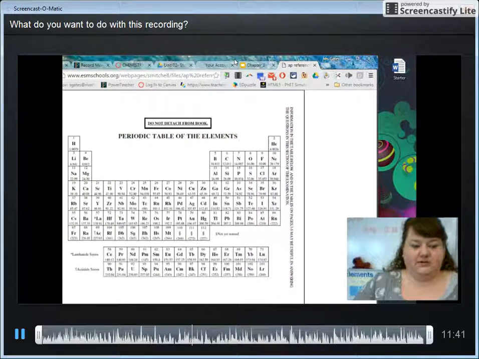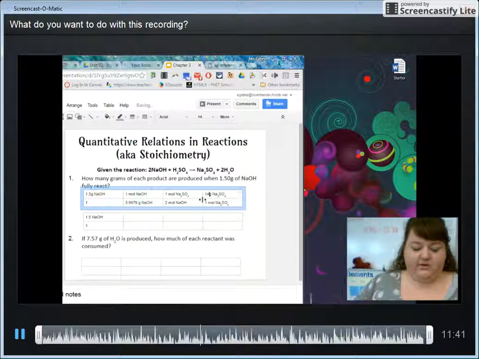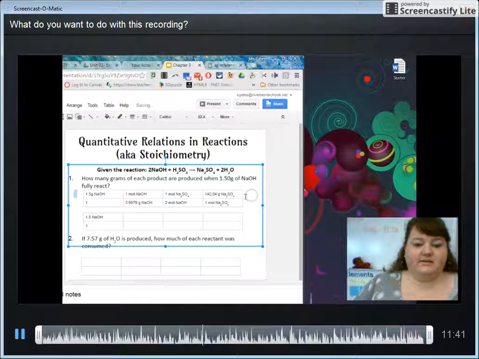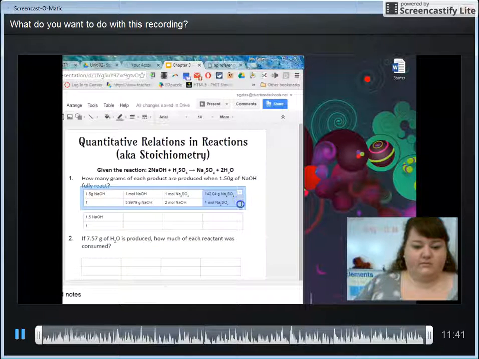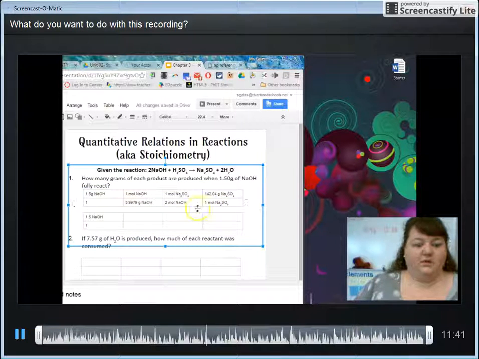So our sodium is 22.99 times 2, plus the sulfur, which is 32.06, plus 4 oxygen, so 16 times 4. Add them all together, and we're going to get our molar mass, which is 142.04 grams. So finally, to calculate our answer, we're going to multiply by everything on top of our fractions and then divide by everything on bottom.